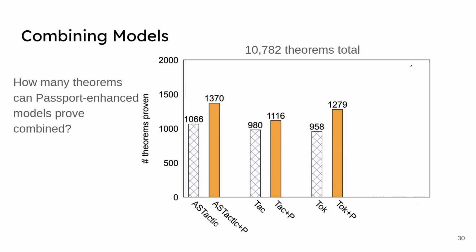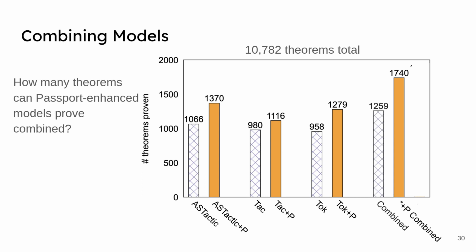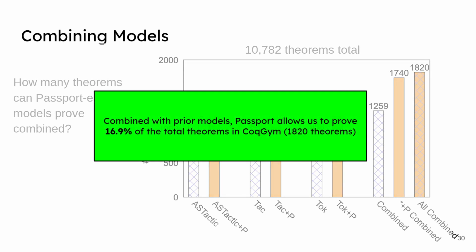Next, we wanted to know how well these models combine and prove a diverse set of theorems that can lead to more theorem proving overall. And what we found was, by combining all three of the enhanced models, we get a significant improvement, which is even more significant when compared to the proofs found by combining the base models. And finally, if we combine the base models and the enhanced models, we can do even slightly better. So by combining with prior models, Passport allows us to prove 16.9% of the total theorems in CoqGym.